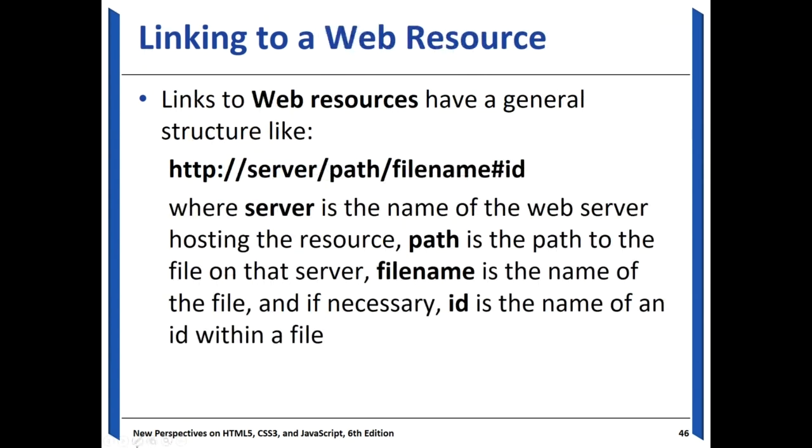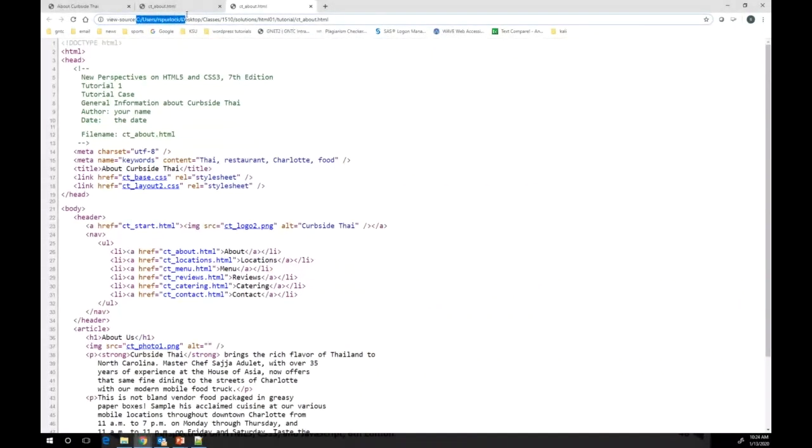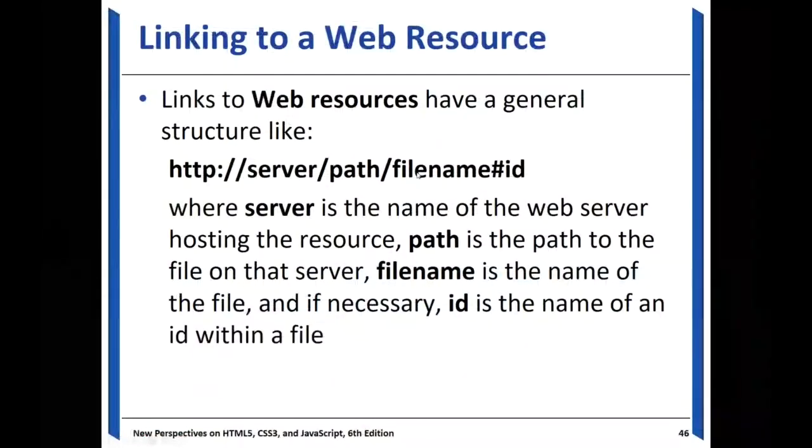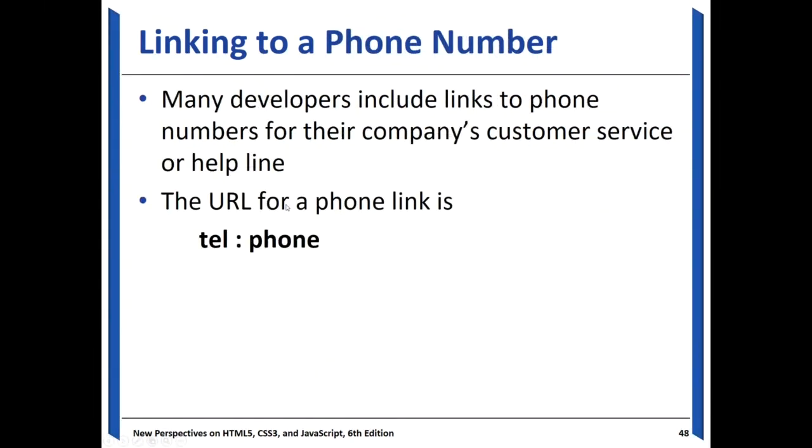You think of this as your area here. Okay, so for example on this one, I can say that my location here is users, Spurlock, desktop, class 1510, solutions, and so forth. Okay, so that's my path name, my web resources, the links to it. All right, so you can turn your email address into a hypertext link by using the URL, mailto and the address. Same for the phone number.